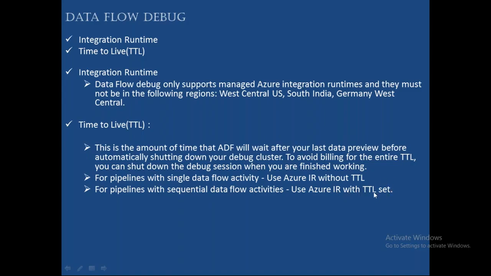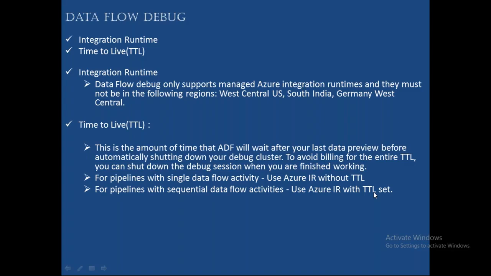What it means is, let's say you have multiple data flows. Data flow 1 is finished, I want to run data flow 2. If data flow 2 is finished, I want to run data flow 3. So you have multiple data flow activities. Then you need to configure the TTL on your IR, saying, okay, I know my estimated time to execute all my data flows is 4 hours, so I will configure my TTL to 4 hours.